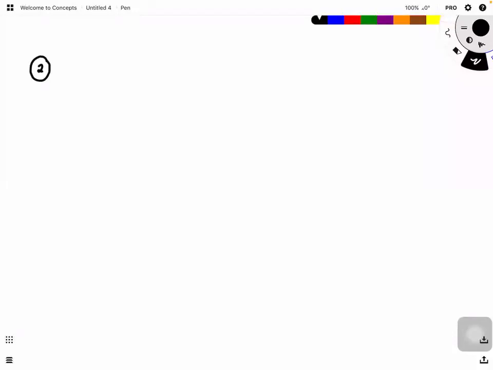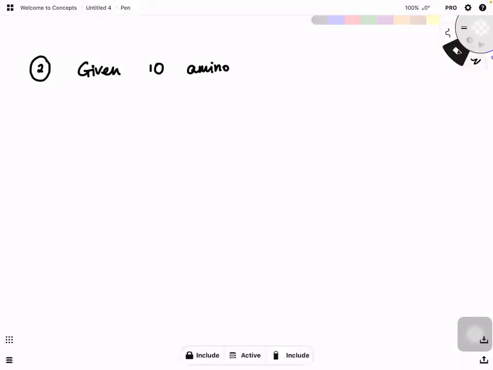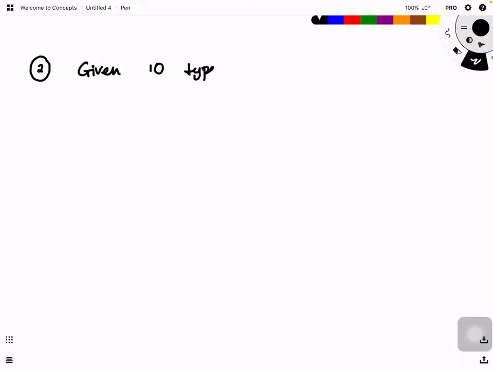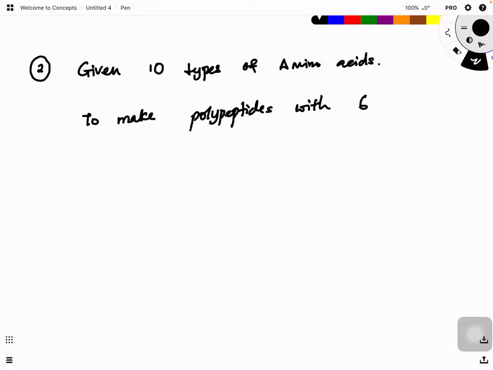Okay, let us look at the second example. You are given 10 types of amino acids. Now we want to make a polypeptide with 6 amino acid residues. Are you clear? With this question, you will be curious, right? Need to repeat or cannot repeat, because I have more choices than what I need. Correct or not? So it depends on the question.